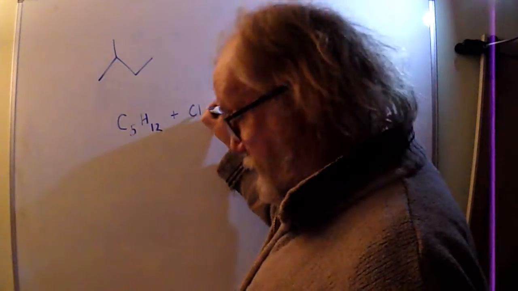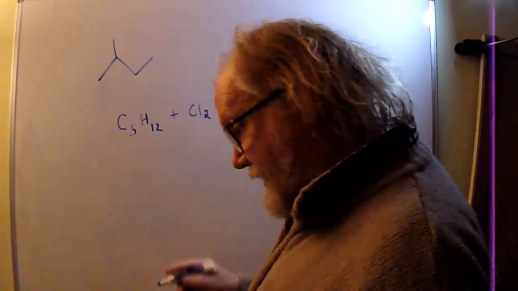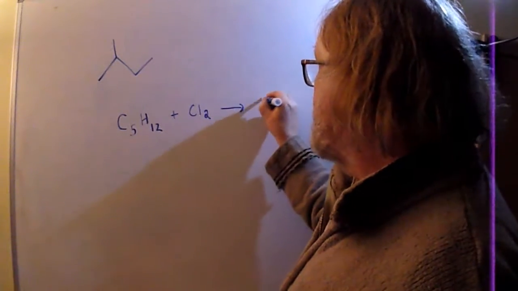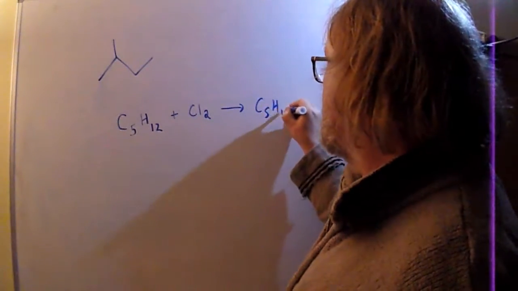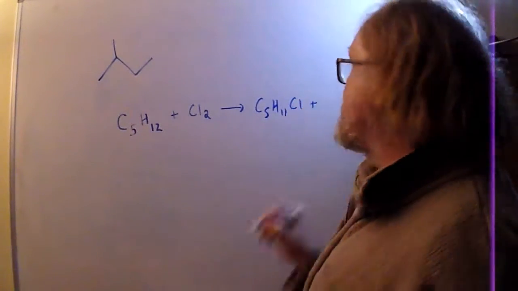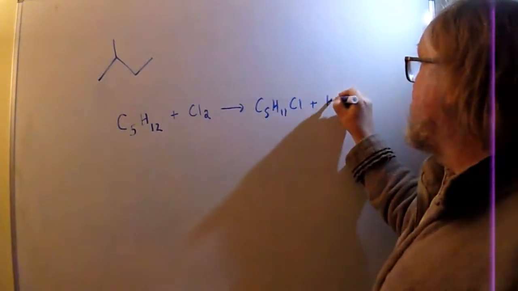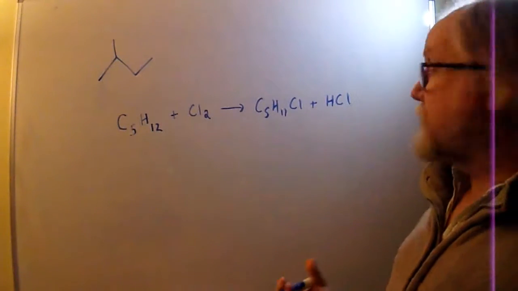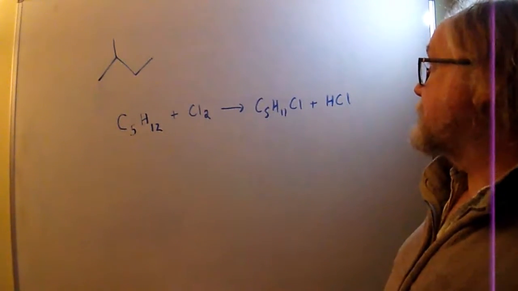And it tells us that we are just putting one chlorine in, because it actually gives us the formula of the product. So we get C5H11Cl, and of course to balance that you have to produce HCl as well. So make sure always that your equation's balanced, and that includes in organic reactions.